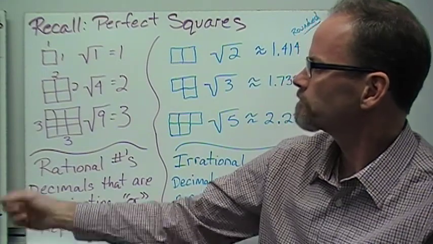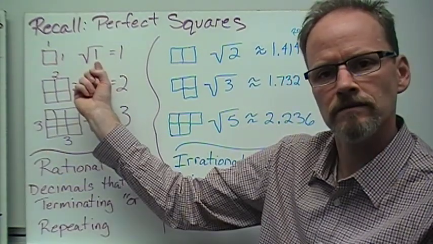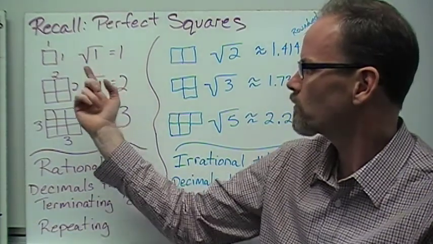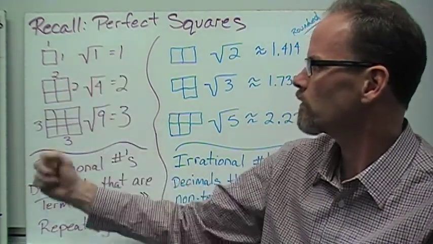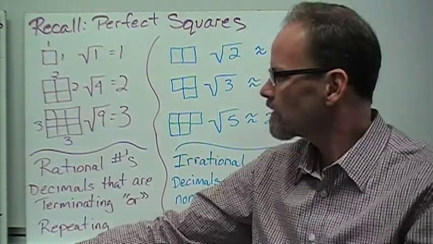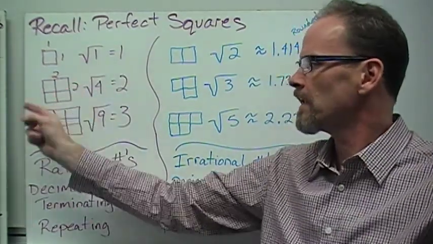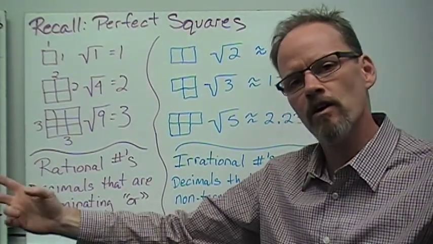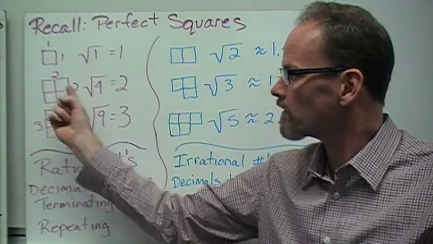And what number times itself gets me to 1? 1 does. 1 times 1 is 1, so therefore the square root of 1 is 1. We'll take a look at what's the next perfect square that I can think of. Some of you are thinking, oh, 2. Well, no, it's 4. Look at this.